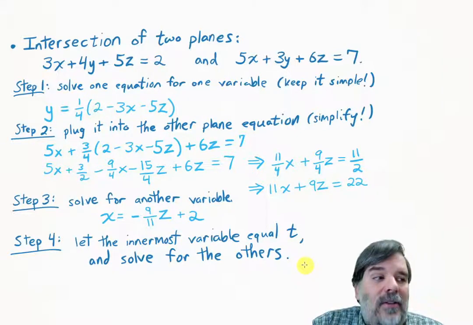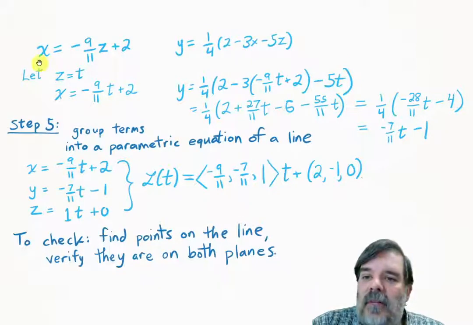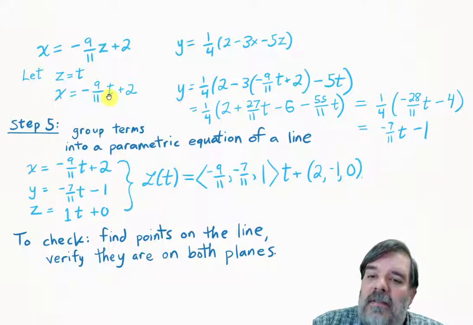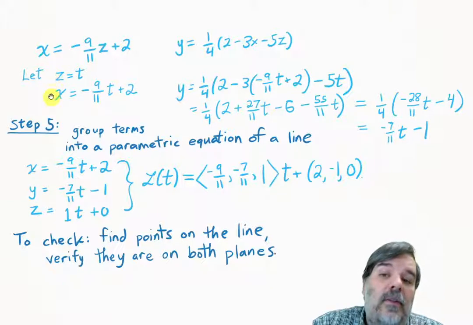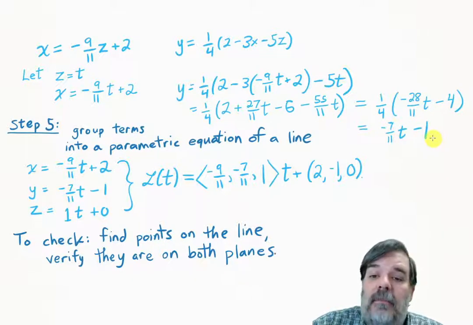And to see how that looks in this example, here's the two equations I have to work with, the two variables we've solved for, and we'll let z equal t. Plugging that in up here, we have x is negative 9/11 t plus 2. Since I have both x and z in terms of t, I could plug those both in and write y in terms of t. This is a fair amount of algebra, but once you're done, here I got y equals negative 7/11 t minus 1.